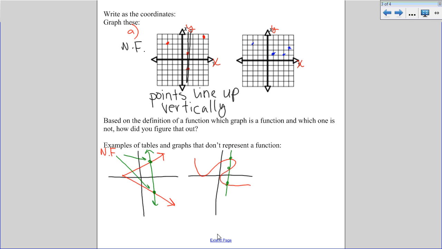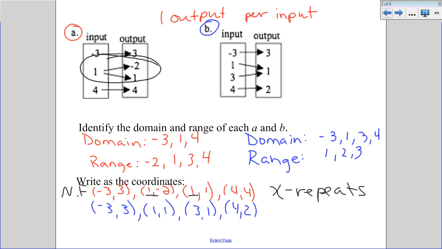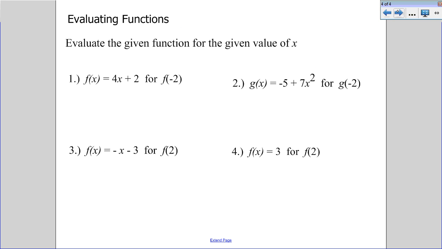All right, and then the tables, guys, I'm not going to have you draw one because we already have an example of a table that doesn't represent a function over here. Okay?